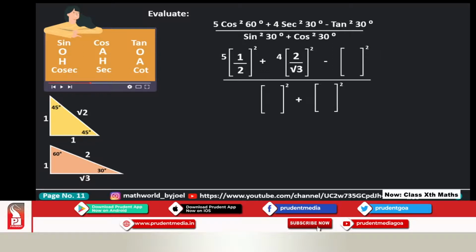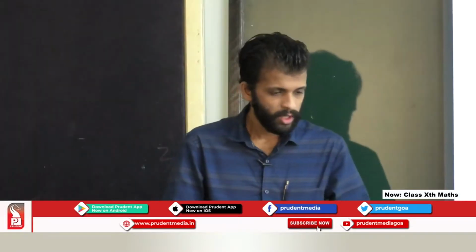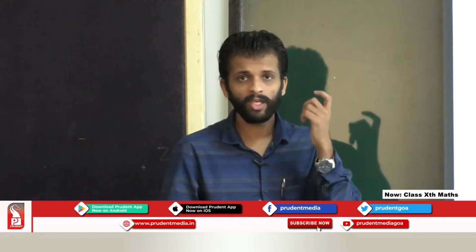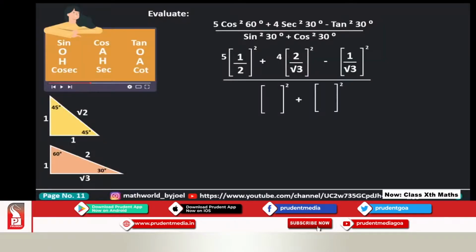Next is tan 30. Tan is opposite upon adjacent. So when I look from 30, opposite is 1, adjacent is root 3, so it will become 1 upon root 3. Same way, sine 30. Sine is opposite upon hypotenuse, and opposite is 1, hypotenuse is 2, so that would become 1 upon 2. Okay. Next is cos 30. Cos is adjacent upon hypotenuse, so adjacent is root 3, hypotenuse is 2. Okay. So I hope till here you are very clear with this.